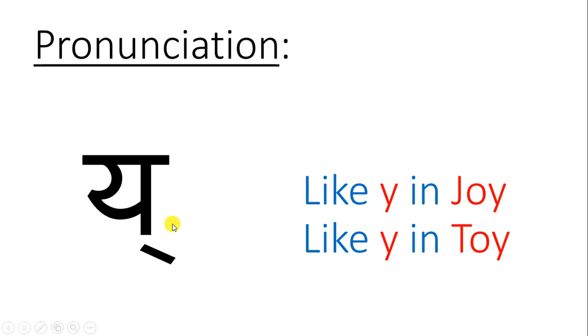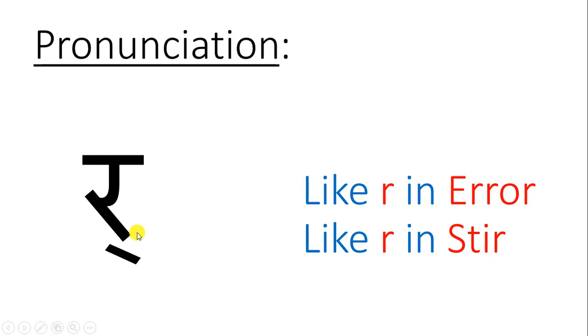Next letter is y, and it is pronounced like y in joy, and like y in toy. Next, r, pronounced like r in error, or like r in stir.